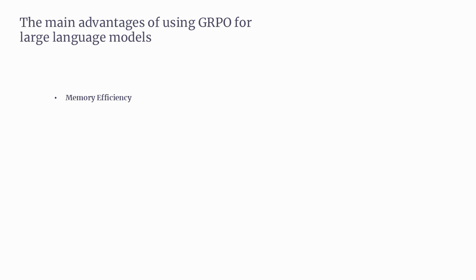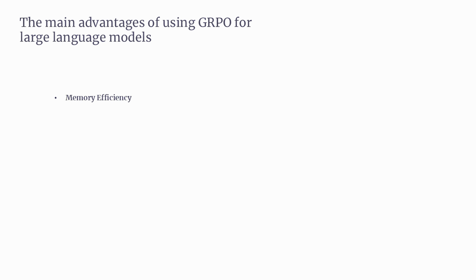One of the biggest benefits of GRPO is that it eliminates the need for a separate value function, something typically required in algorithms like PPO. This value function is usually another large neural network that consumes a lot of memory. By removing it, GRPO significantly lowers memory requirements, which is especially helpful when training large models on hardware with limited resources.